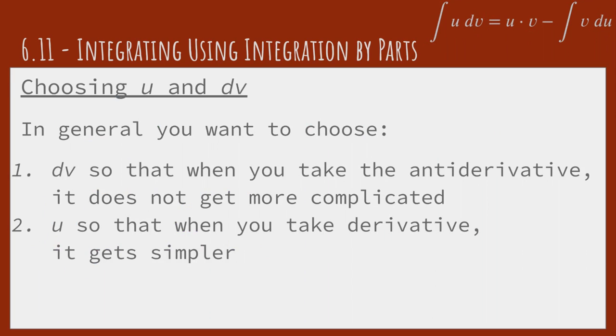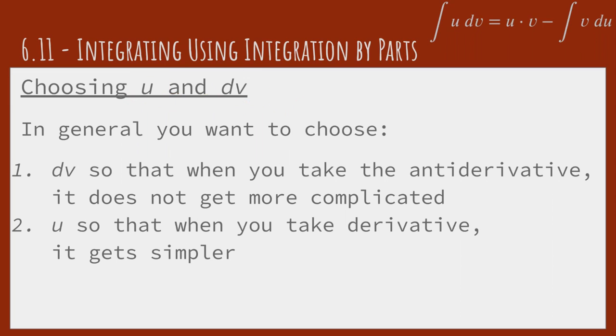So let's think about what we want to do when we're making our choices for u and dv. So we're going to choose in our expression, in our integrand, something for u that we're going to take the derivative of, and something for dv that we're going to take the antiderivative of. So first of all, we need to choose something for dv that we can take the antiderivative of. We don't want to have something in there for dv that is something that we can't take the antiderivative of. Because remember, things like sine of x squared is not something we can take the antiderivative of. So it would be a bad choice for dv.